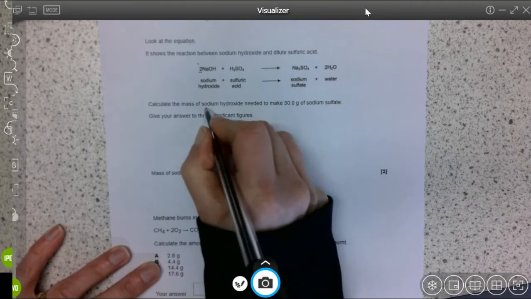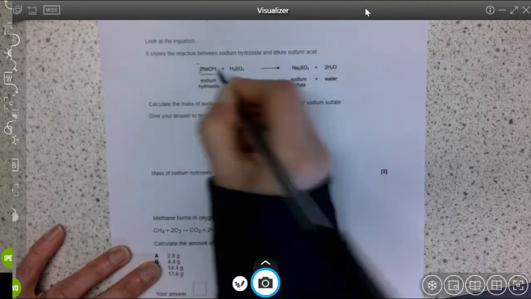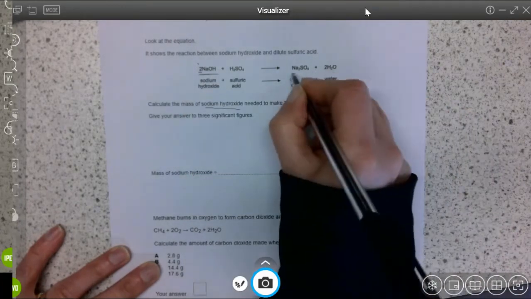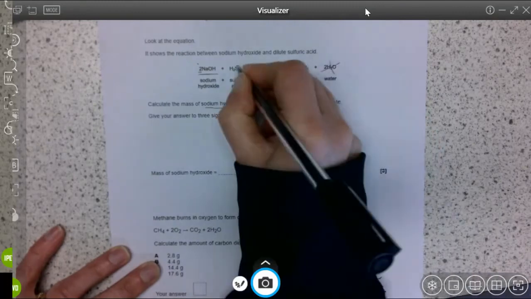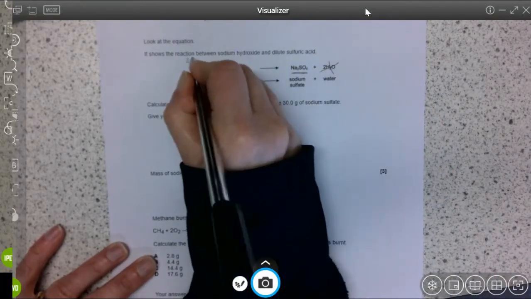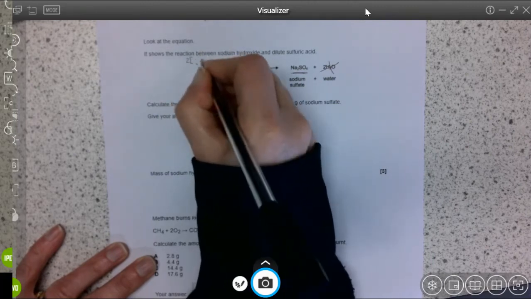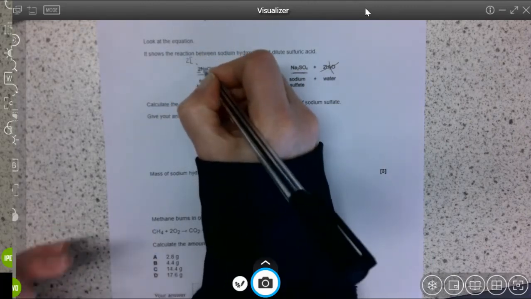So we want to calculate the mass of sodium hydroxide, which is this one, needed to make sodium sulfate, which is this one. So I can ignore the water and I can ignore the sulfuric acid. So I've got 2 in front of that, which means I've got 2 sodium hydroxides. So I need to calculate the sum of the relative formula mass.